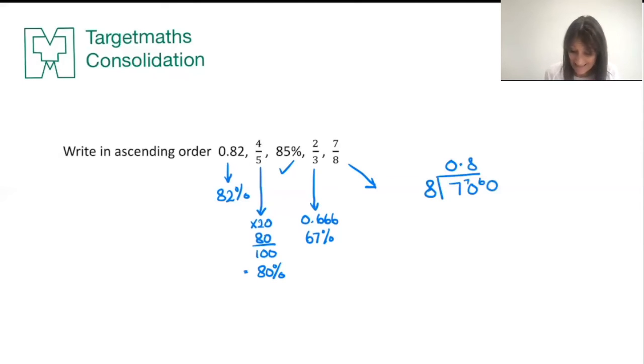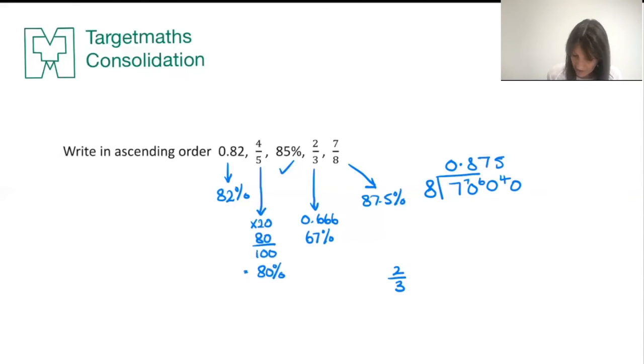8s into 60 go 7. 8 7s are 56, so I've got 4 left over. Put that 0 down. 8s into 40 go 5 exactly. So as a decimal, it's 0.875 or 87.5 as a percentage. Once I've done that, then it's easy for me to see what order all of this goes in. Now, the 2/3 are coming first. That's the one that kind of stands out as the odd one because it's not even in the 80s where everything else is.